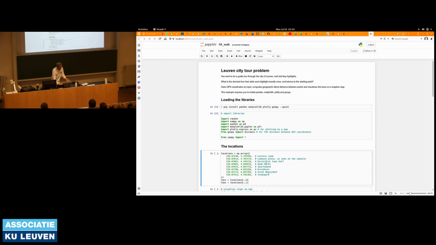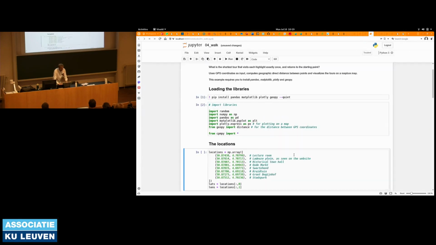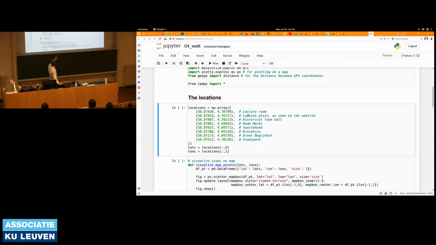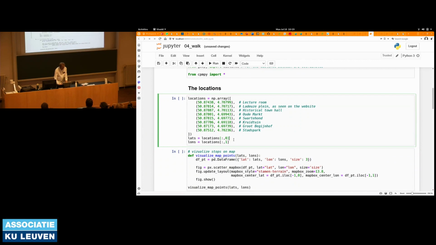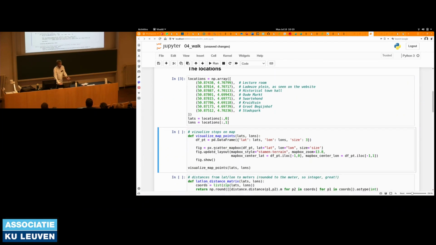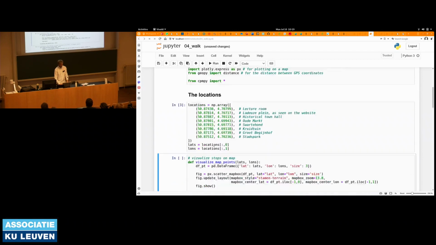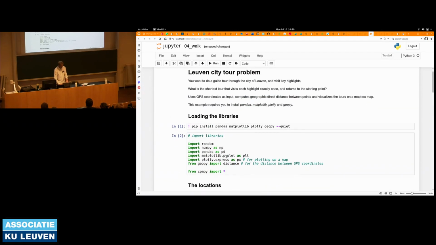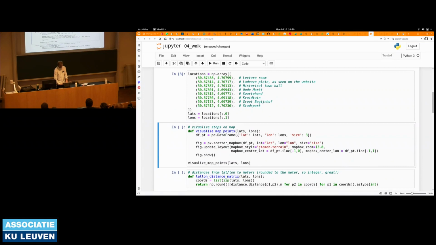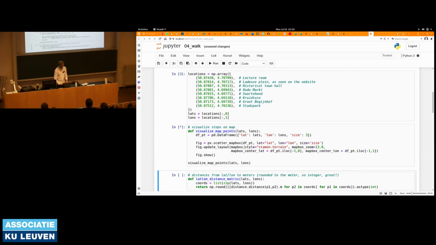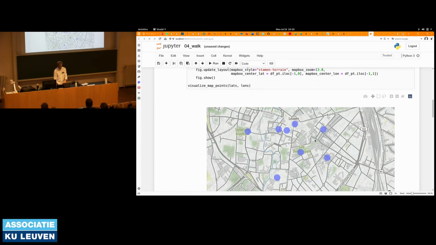Okay, so the locations. You will visit this evening, if you join the walk, which you should, the lecture room, that's the starting point. The Ladeuzeplein, the one from the picture, the town hall, Oude Markt, and so forth. So these are the GPS locations of those places. Because we're in Python, we can again use these fantastic libraries, such as Plotly Express, with the mapbox layer. So it will show these points on your map, and we're here now, by the way.